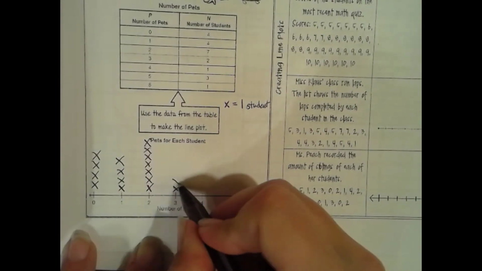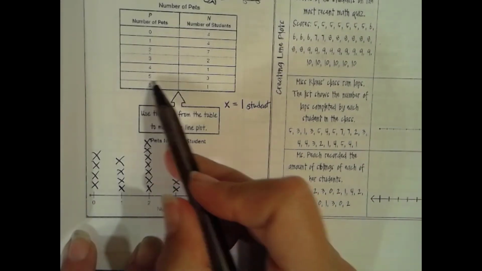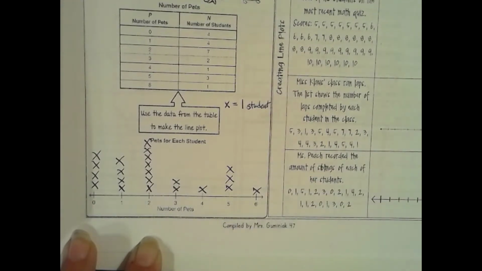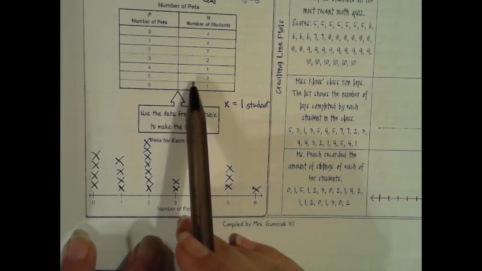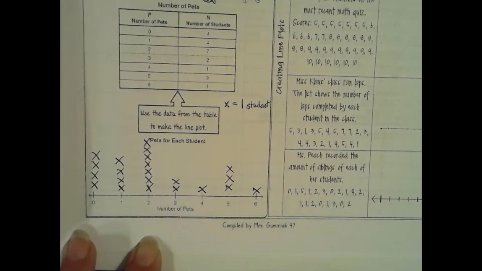3 is 2 students. 4 is 1 student. 5 is 3 students. 6 is 1 student. Okay, so now we have created our line plot based on our table. That's all we're focusing on right now.